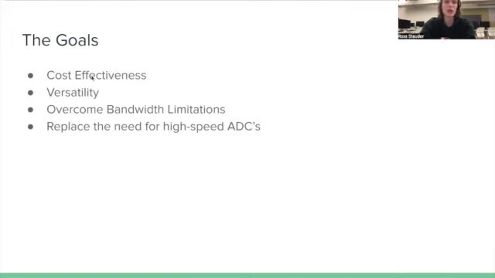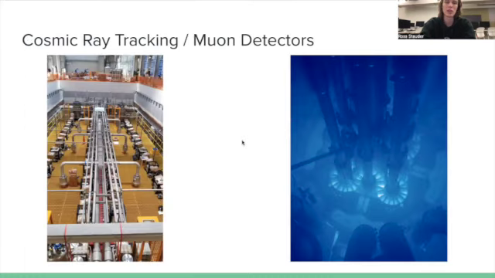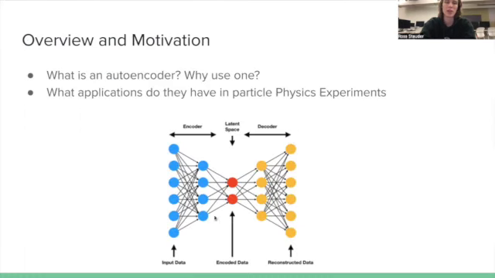So the goals are to create a cost-effective and versatile autoencoder that could be used for a variety of applications to read out these SiPM signals that are bandwidth limited, and even perhaps replace the need for high-speed ADCs, because those have been very troublesome for us to work with. And if you take just the decoder side of this, and make your latent space some lower sample rate, you could theoretically use a lower sample-per-second ADC to reconstruct the original signal without ever measuring the original signal.